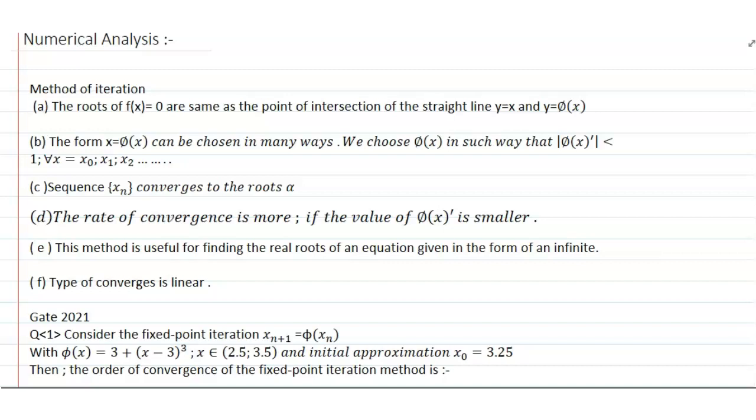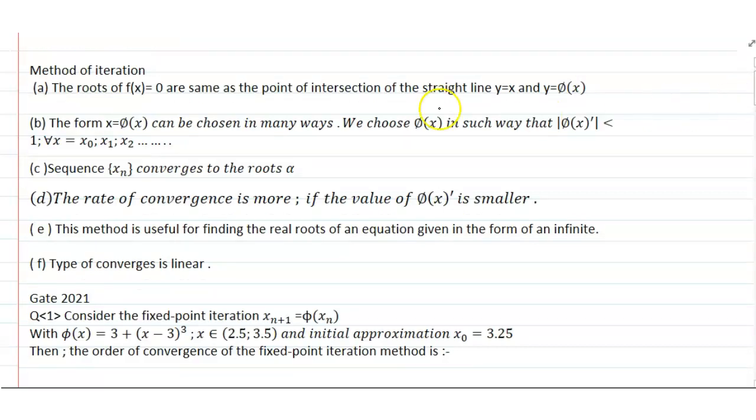Today's discussion is numerical analysis: method of iteration. The roots of f(x) = 0 are the same as the points of intersection of the straight line y = x and y = φ(x). So this is the number one property.